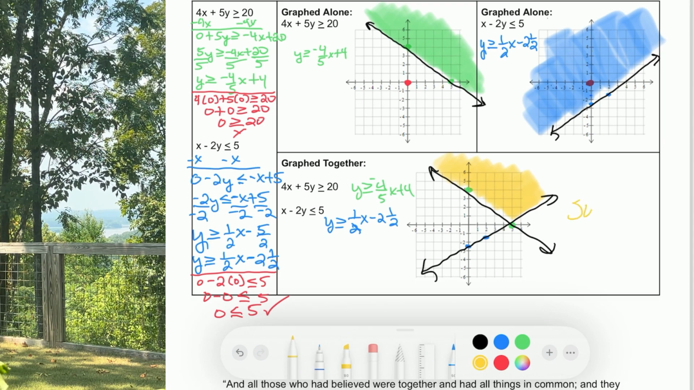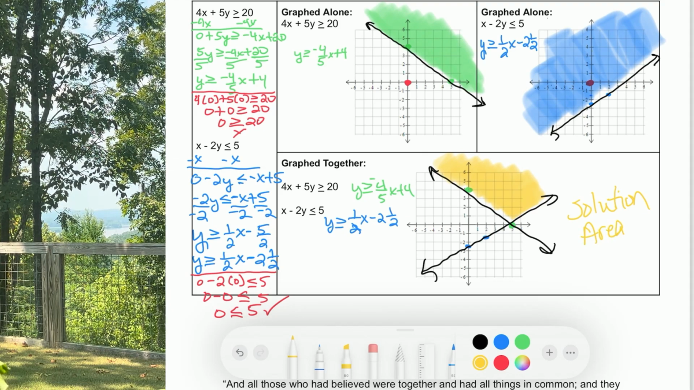So solution, remember on the computer, that is the only place that you fill in the shading for these types of problems, because you're only shading the area that they share.